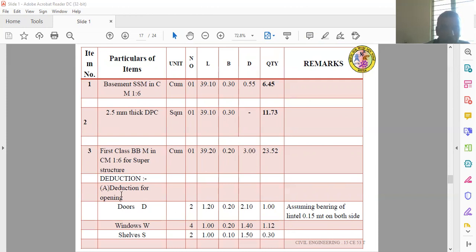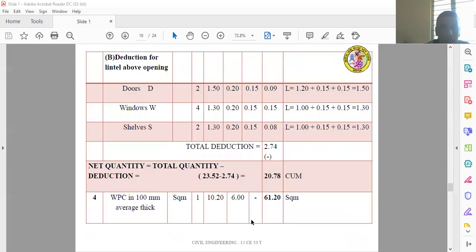By getting these values, this is the deduction for opening, and you have to similarly calculate the deduction for the lintel above the opening. Number of doors is equal to 2. Length of lintel is equal to width of opening plus 2 bearings. This is the thickness or width of the wall, and this is the height of the lintel, obtained from the cross section. Similarly, calculate the windows and shelves. Total quantity of deduction is equal to 2.74. Net quantity is equal to 20.778 cubic meter. It is obtained from total quantity minus deduction.